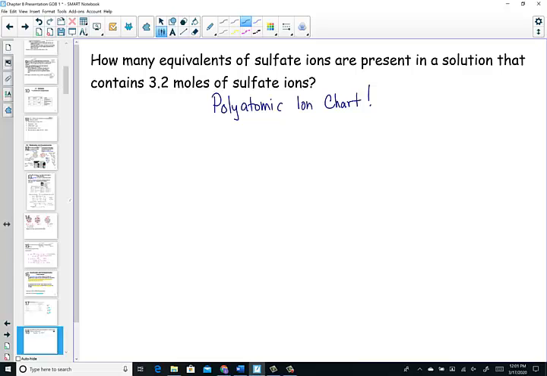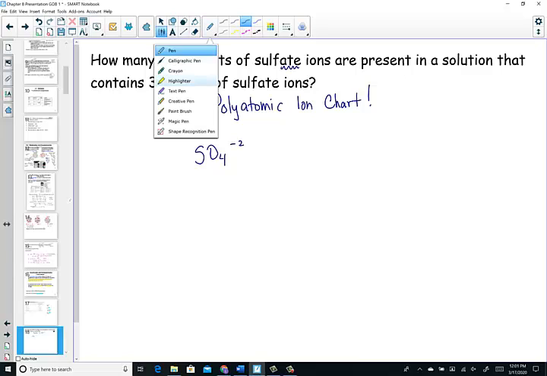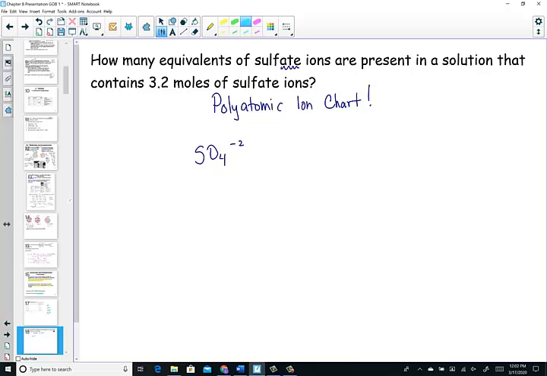What is the formula for a sulfate ion? Well, I want you to notice the ATE tells me it's a polyatomic ion. And when you find sulfate, you see that it's an SO4 and it carries a -2 charge. Now, if you can't find the sulfate polyatomic ion on your chart, you're going to be in a world of hurt right here. So commit to knowing how to use your tools.